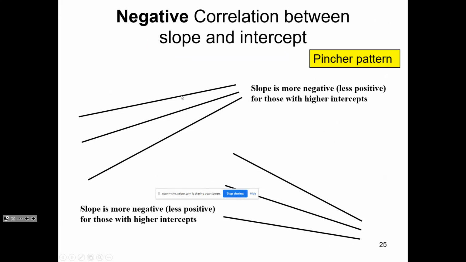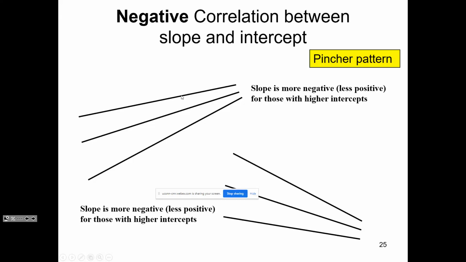And then same kind of idea for the negative correlation between the slope and the intercept. If you have a positive slope, then a negative correlation between the slope and the intercept means the slope is more negative, less positive, for those with higher intercepts. So people who start higher are growing more slowly over time. And if the slope is negative and you have a negative correlation between the slope and the intercept, then that means that the slope is more negative for those with higher intercepts. So they are declining faster.